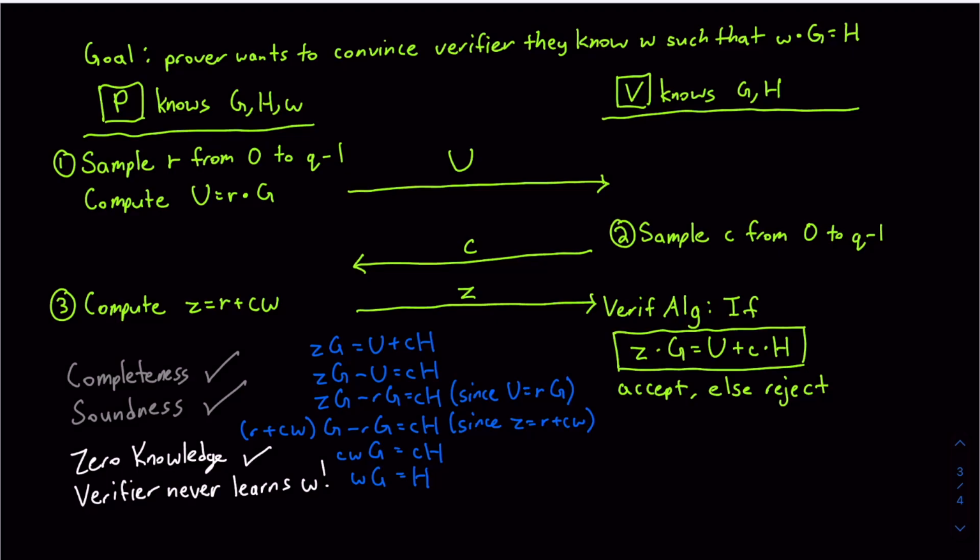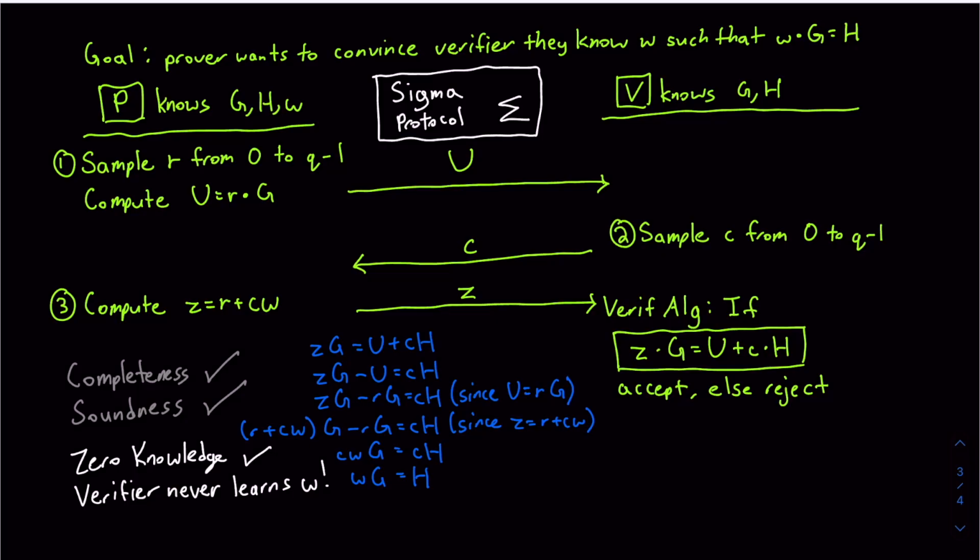So far, we've seen that this is an interactive proof system. Why? Because there's back and forth communication. The prover first sends U to the verifier, then the verifier sends the challenge C, and finally the prover replies with Z. This kind of three-message interaction is very common in proof systems, and it actually has a name. It's called a sigma protocol. Apparently the name comes from the way the arrows in the interaction diagram look like the Greek letter sigma.